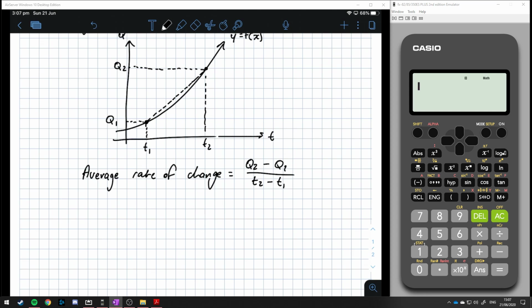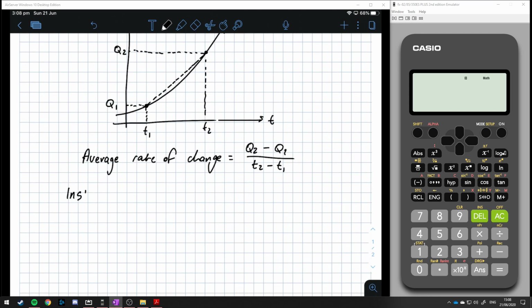Now, let's say that we wanted to work out what the instantaneous rate of change corresponds to. That is, what the instantaneous rate is at a particular point on this graph. To do so, we're going to find the value of the derivative at that point. So for the instantaneous rate of change, we're going to be looking at dQ/dT at whatever the value is that we want.